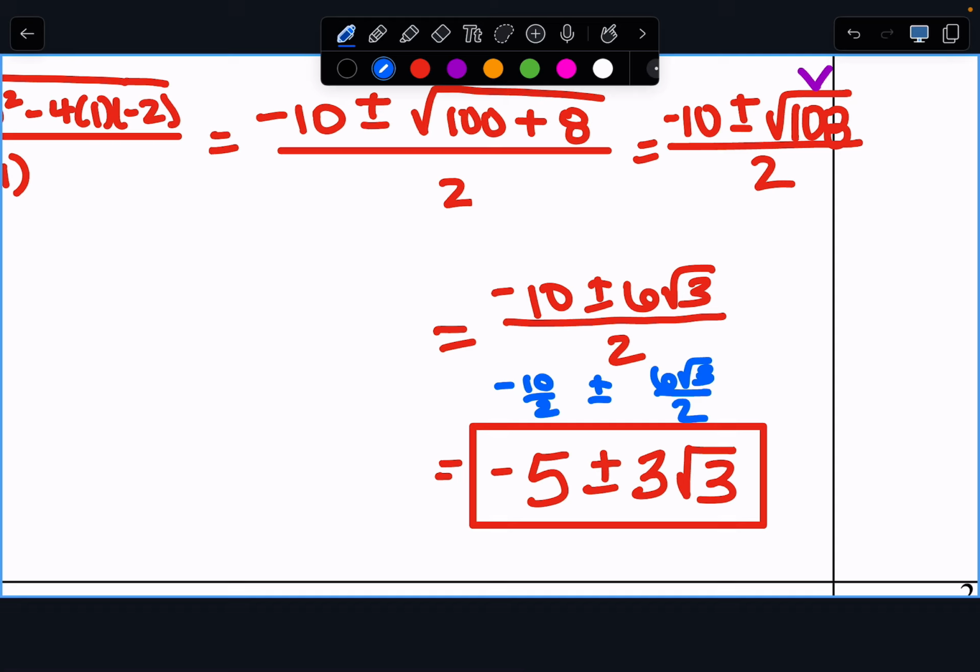Okay, so radical 3 stays as radical 3. And then since 6 and 2 are outside of the radical, we can divide those. But then the radical 3 has to stay.